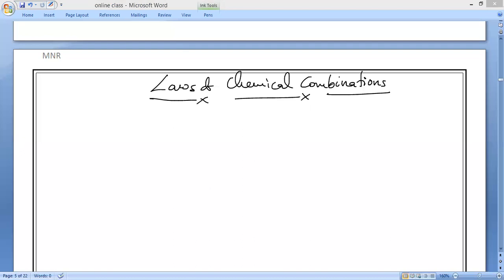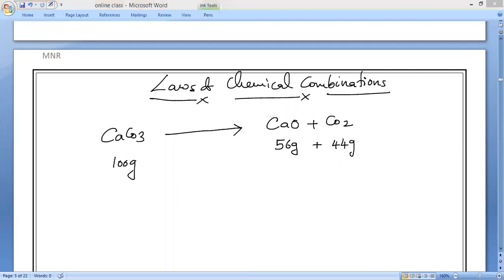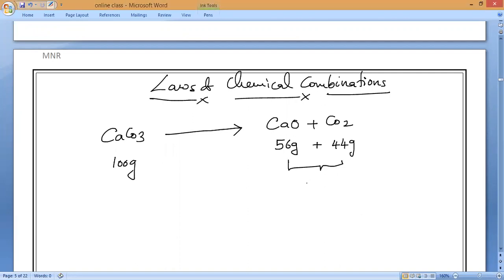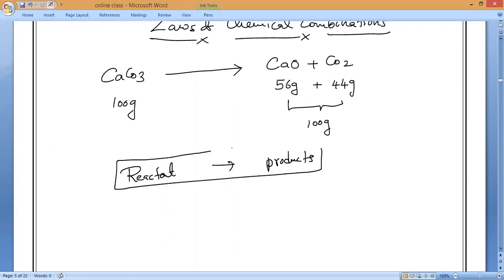Even in yesterday's class, I taught you one example for the law of conservation of mass. If you burn 100 grams of calcium carbonate completely, we get calcium oxide plus carbon dioxide. Here, 56 grams of calcium oxide plus 44 grams of carbon dioxide, which again equals 100 grams. So the total weight of reactants before the reaction equals the total weight of products after the reaction.